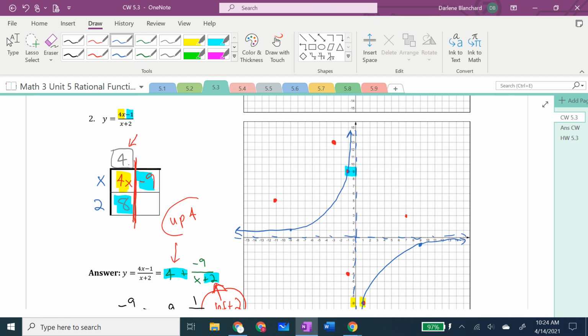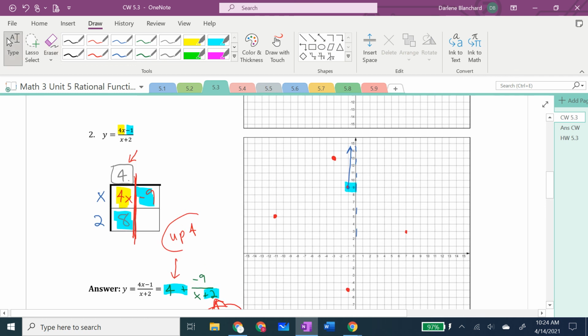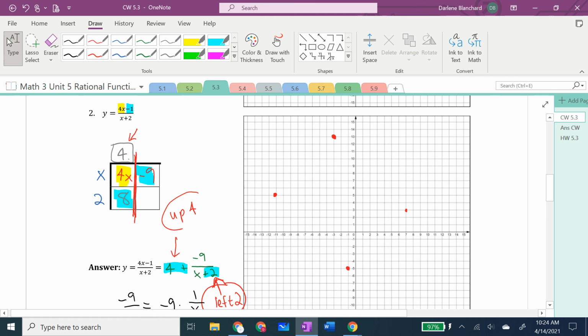So what I'm going to now do is erase the graphs and their asymptotes. I'm going to erase the original points and just leave these points that I found. And now I'm going to draw the asymptote of up 4 and left 2.